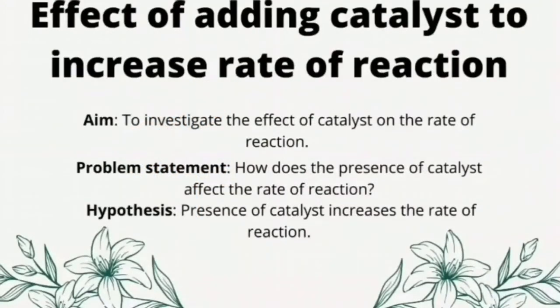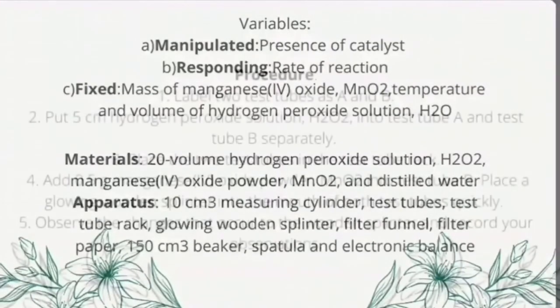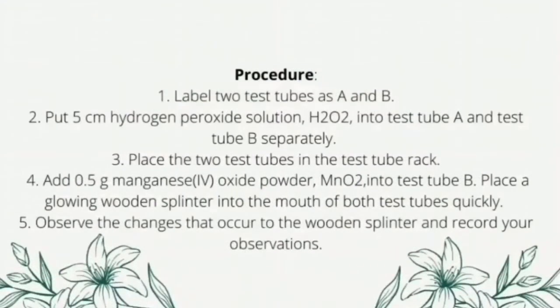Effect of adding catalyst on the rate of reaction. The aim is to investigate the effect of catalyst on the rate of reaction. Problem statement: how does the presence of catalyst affect the rate of reaction? Hypothesis: presence of catalyst increases the rate of reaction. You can stop the video for a while to read the variables, materials, and apparatus for you to follow and run the experiment.